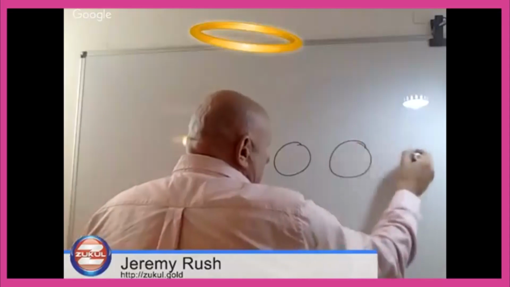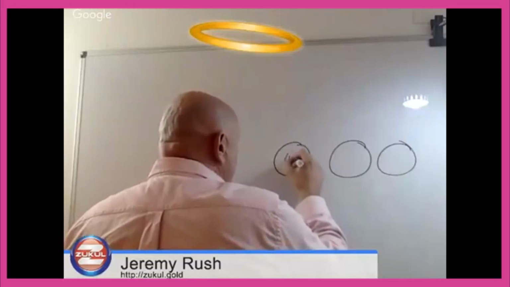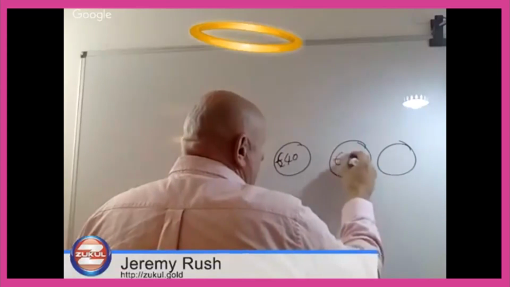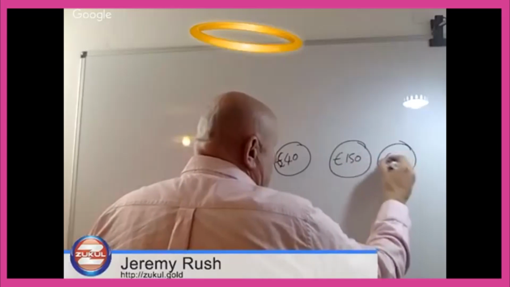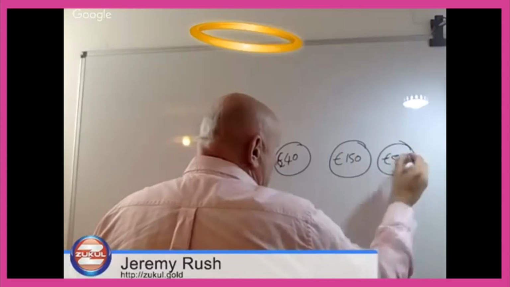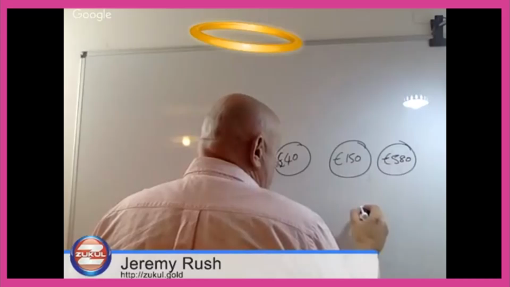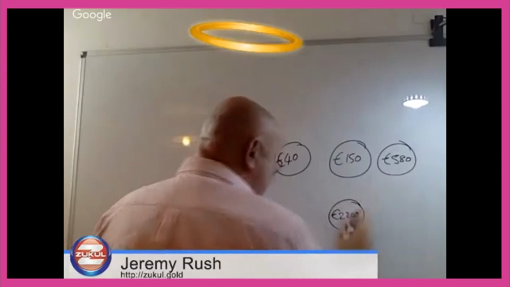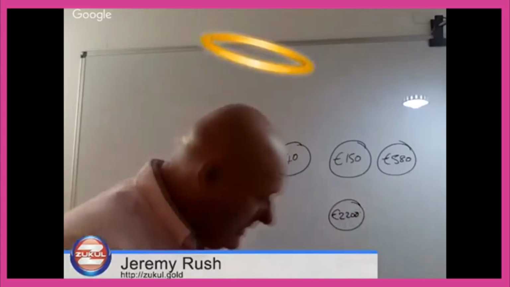I'm going to draw 3 coins. Okay. There's the €40 coin. Oh, that's $1, sorry. There's the 150, and there's the 580. Okay, and now I'm just going to draw the 5th one, which is the 2200. I just showed you them in the PowerPoint presentation.